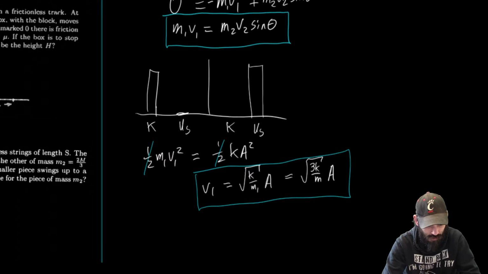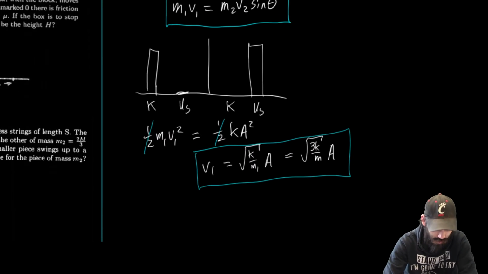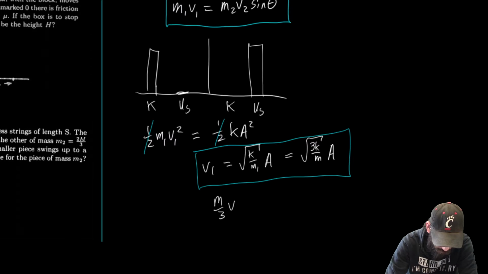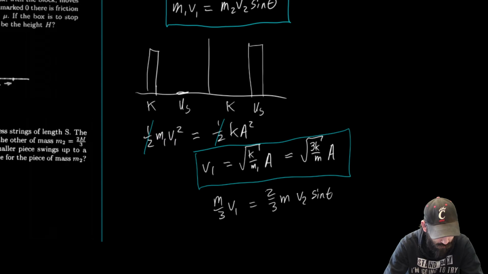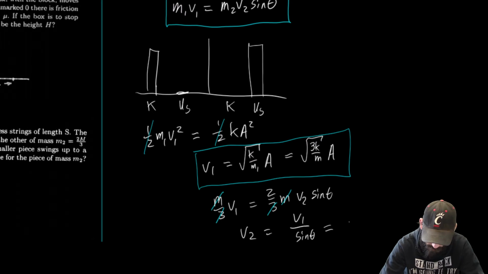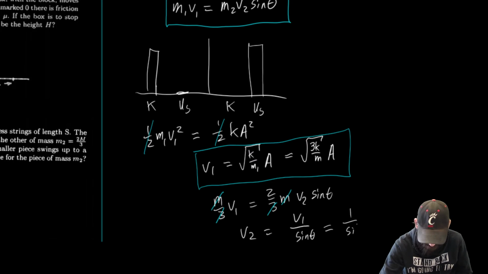And in order to find V2, we just rearrange this equation here. So we have M over 3 V1 is equal to 2/3 M times V2 sine of theta. We can cancel this factor of 3, we can cancel an M. This tells us that V2 is going to be equal to V1 over sine of theta, which says then that V2 is going to be 1 over sine of theta, or we could rearrange this like this even if we wanted to.